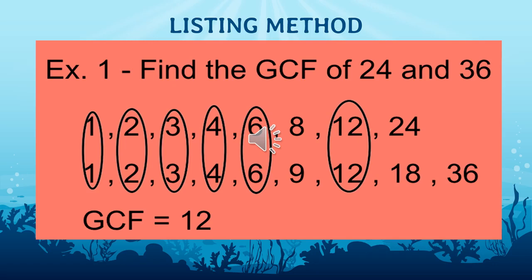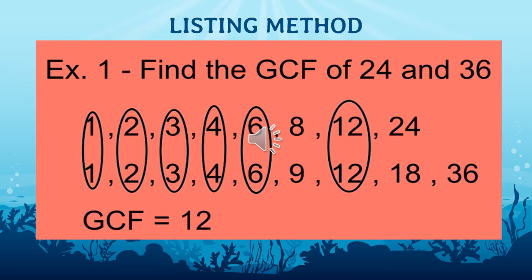And obviously the greatest or the highest of these common factors is 12. So the GCF of 24 and 36 is 12. Now this technique is very easy and handy for everyone.